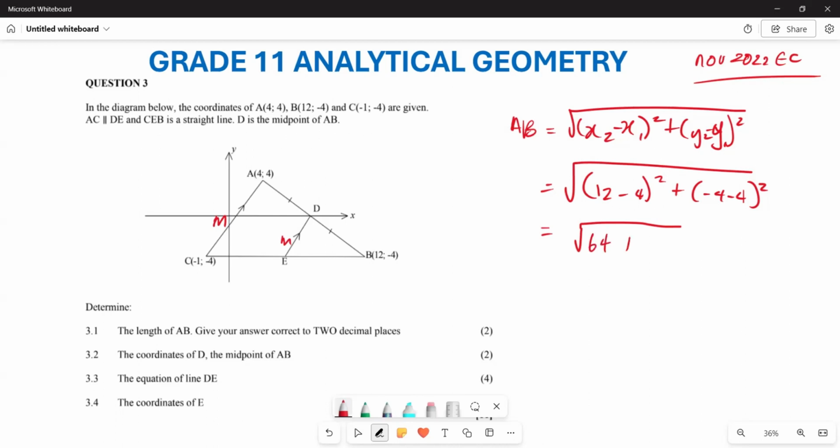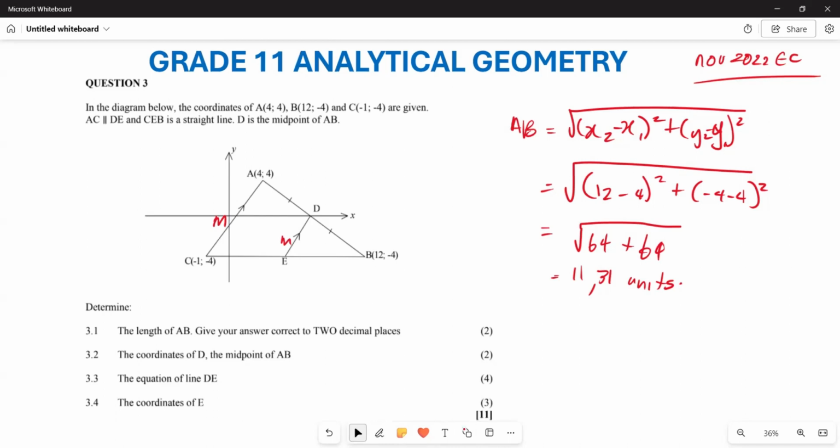This is going to be 64 plus 64 altogether, because this is negative 8. And now the answer that you are going to get from here is 11,31 units. Remember, they wanted two decimal places. So this is going to be 11,31 units altogether. And hopefully now this makes sense.